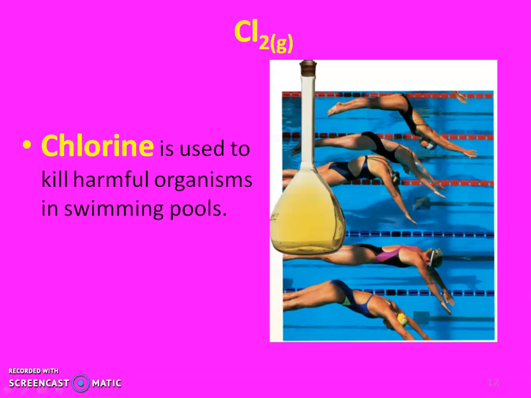Then we can take some chlorine. Here's another element. I know it's an element because it has one capital letter, but it's called a diatomic molecule because of this too. And the G tells us that at room temperature it's normally in the gas phase. Chlorine is used to kill harmful organisms, especially in swimming pools.